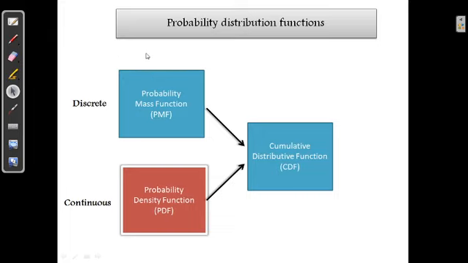Yes. Okay. So in the previous class, you came across the discrete function. If it is discrete, we call it a probability mass function, and you derived the cumulative distribution function from it. In today's class, we'll be learning about the continuous function. If it is continuous, we call it a probability density function.